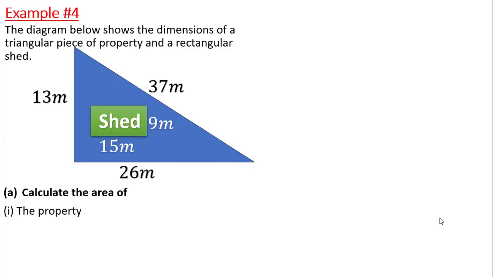But I want the area of the property. Mr. Petit, I don't understand what you're saying. Are we finding the area of the triangle? Base times height divided by 2. Yes, sir. The property is a triangle. All right.